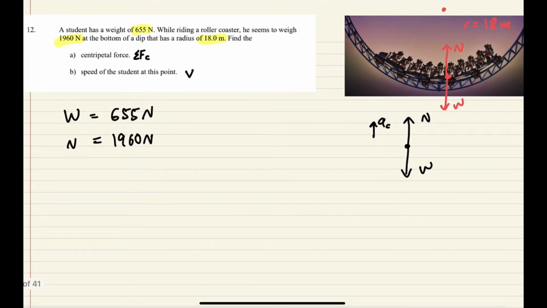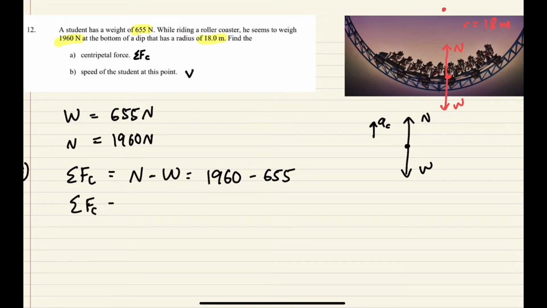Okay, now for question A, summation of FC, you can straight away find the FC because they give you the values for N and W. So it should be the one that is in the same direction as the AC minus the opposite direction. So it will be N minus weight. So it will be 1960 minus weight 655. Should get 1305. And the unit will be in Newton.